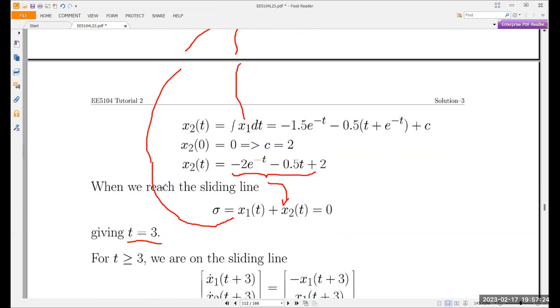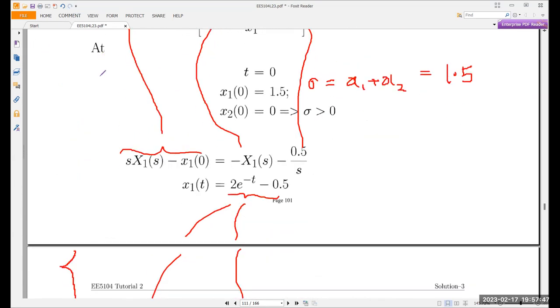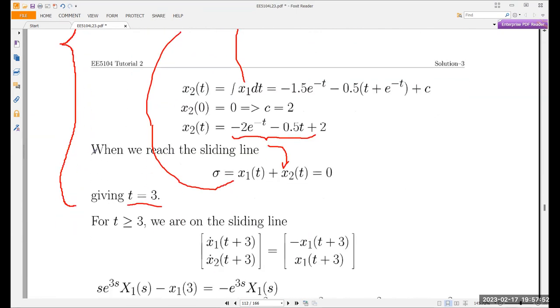So at t equal to 0, t equal to 1, t equal to 2, sigma is not equal to 0. At t equal to 3, sigma is equal to 0. So how should I say? This part is part one. It ends at t equal to 3. So this is part one of the match.